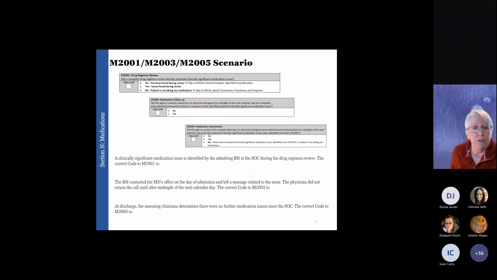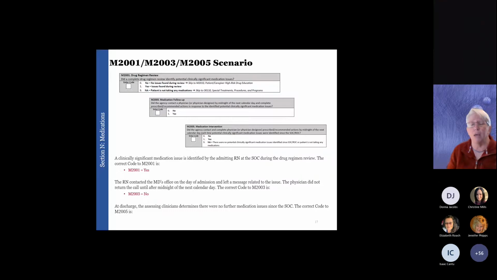So if we look at this scenario, we have a clinically significant med. What I have here stacked is 2001, 3, and 5. The first one is a clinically significant med issue identified by the admitting RN at start of care during the drug regimen review. The correct code for M2001 is obviously 1, yes. So the RN contacted the MD's office on the day of admission, left a message related to the issue. The physician did not return the call until after midnight the next calendar day. The correct code for M2003 is, of course, no.